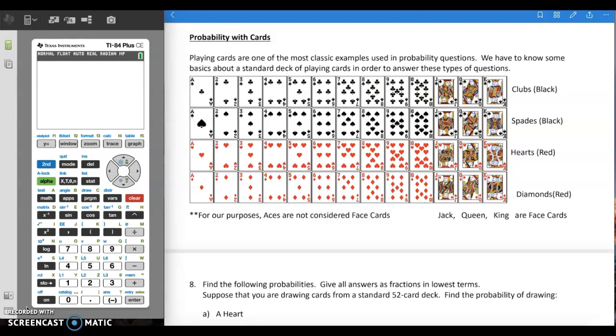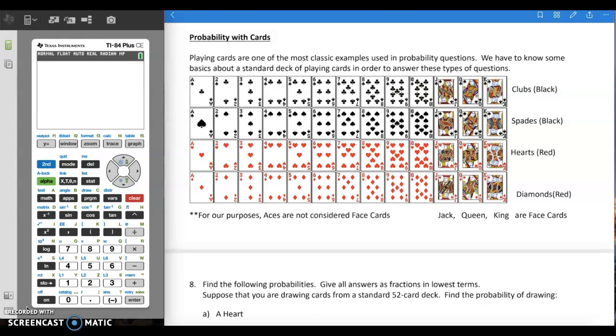So what I've given here is a diagram, and what you will want to know is that there are four suits. Clubs and spades are black, hearts and diamonds are red. For our purposes, aces are not considered face cards because they do not actually have a face on them. And we don't even really consider them a number card, because depending on what game you're playing, an ace could be a 1 or it could be an 11. So those are kind of their own cards. 2 through 10 are number cards. And then you have the jack, queen, and king of each suit that are face cards.